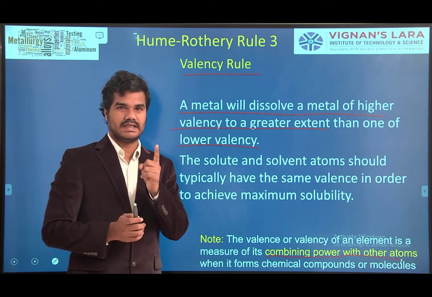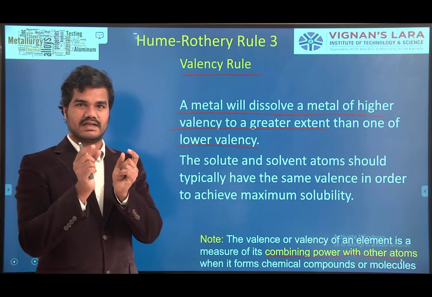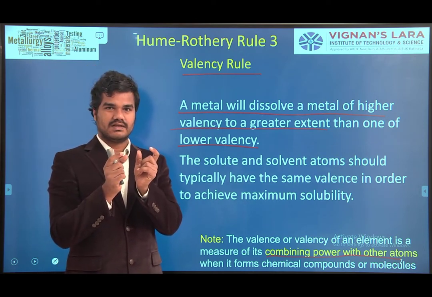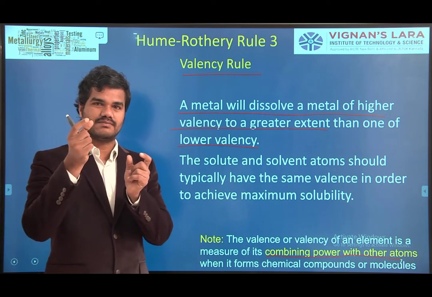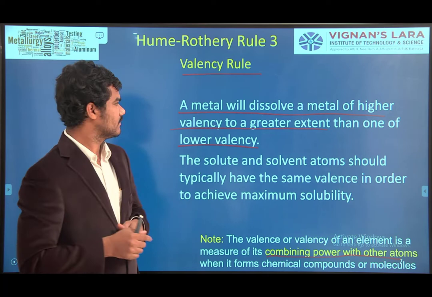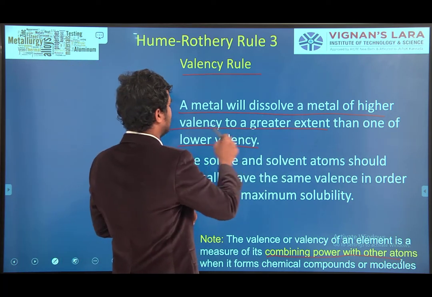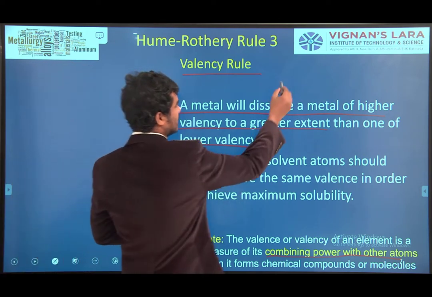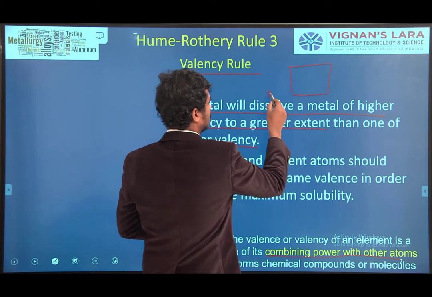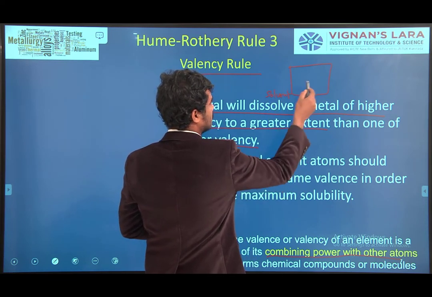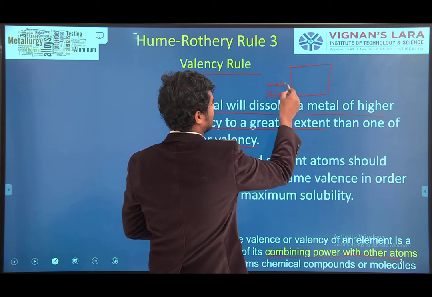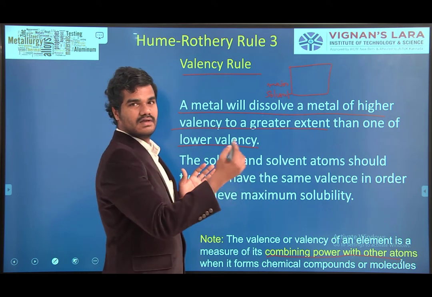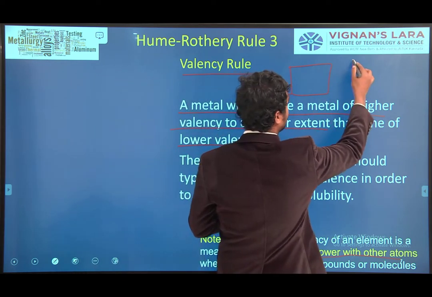Metal A is there, it has a valency. Metal B is there, it has a valency. If metal A valency is lesser than metal B valency, then you can combine. A metal will dissolve a metal of higher valency. Means solvent is there, this is the major metal. Into this you are adding another metal, that is solute.